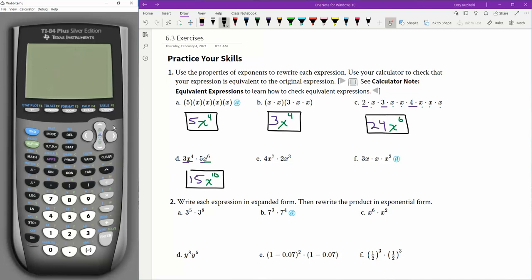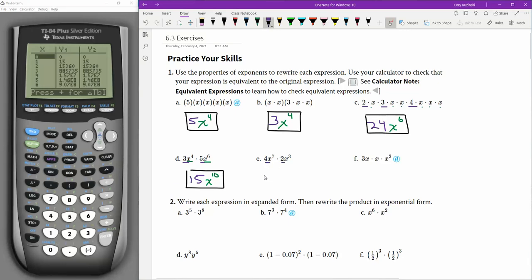Check the tables. You get the same tables. Check the graph. You get the same graphs. You can barely tell what's there. It's a really skinny parabola. I always use the table.